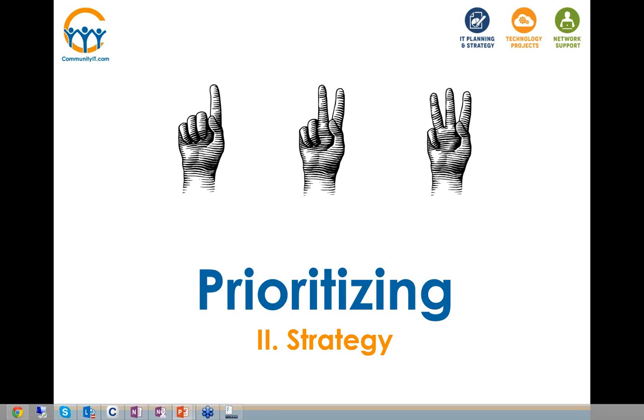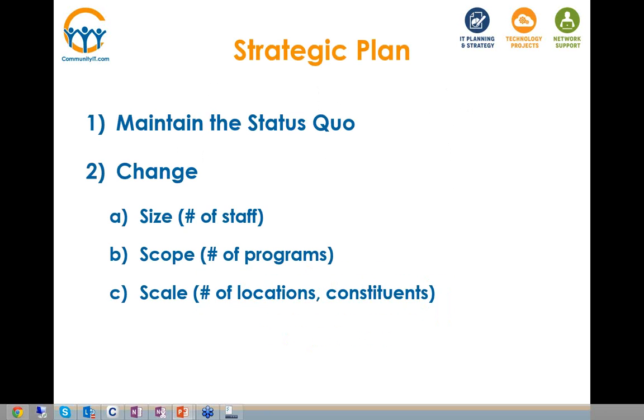So, assuming you have the governance pieces in place, the next step in the process is to prioritize, and that boils down to strategy. How are you going to prioritize the variety of technology initiatives that you need to move forward with in the coming year? And you can think about the strategic plan or the priorities in two ways. What do you need to do to maintain the status quo? And then what do you need to do on the IT side to keep up with any changes that are happening in the organization?